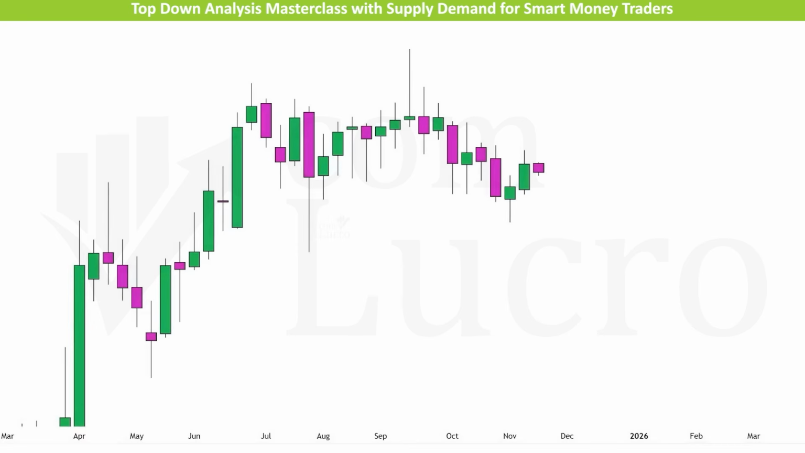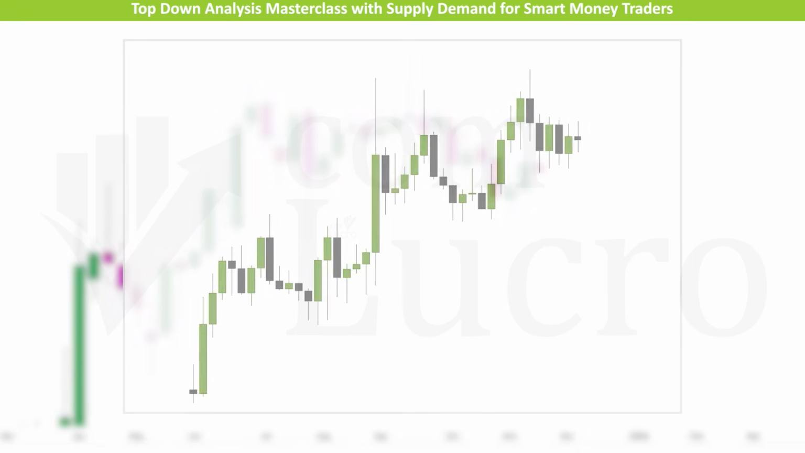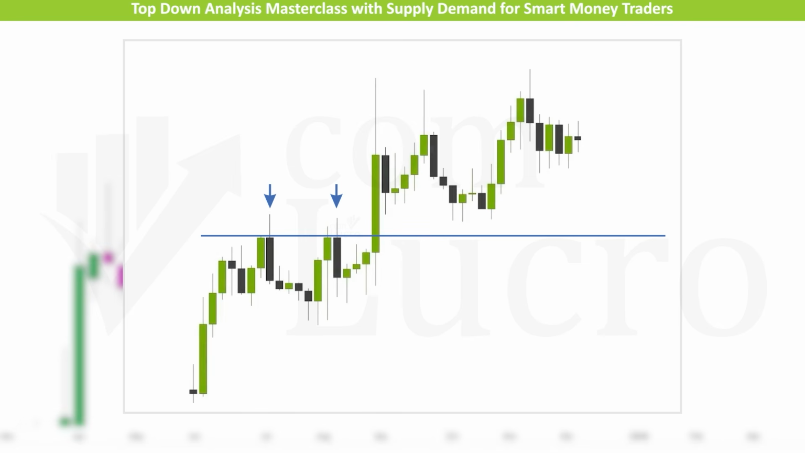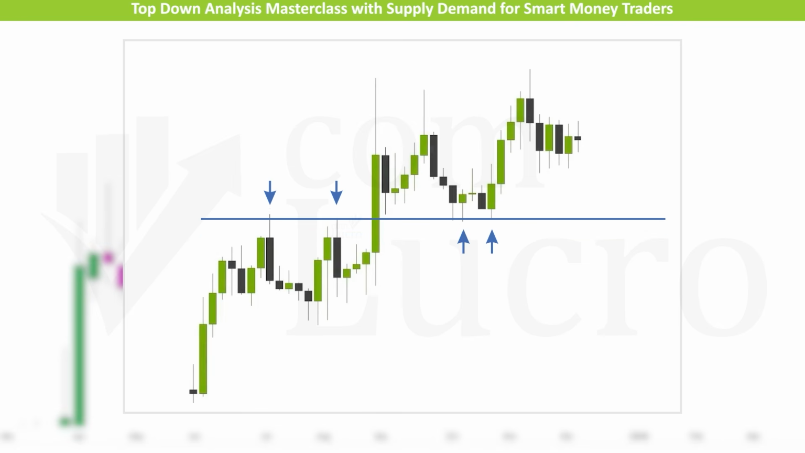As you draw these levels, remember to position them where they capture the highest number of touches. It doesn't matter whether you draw from the candle bodies or the wicks. For instance, if the level is placed here, it only captures 2 touches, but when it is adjusted slightly, it includes all the major price reactions. In addition, think of these levels as zones rather than exact single lines.